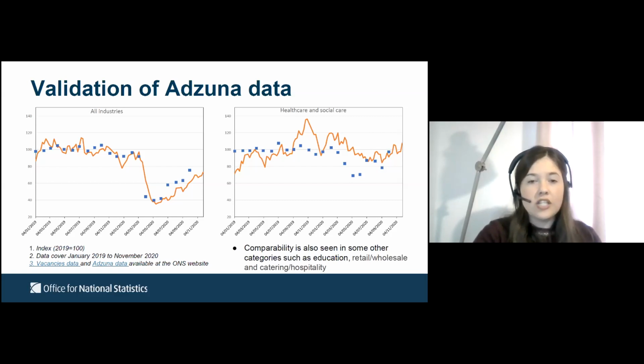So this validation was really important for us, as our focus within ONS is all about producing a clear and consistent picture for users as to what the fundamental trends in the data are showing. So from our perspective, regardless of the source or even the sources that are being used, we need to ensure that there's consistent messaging for our users. Next slide, please.